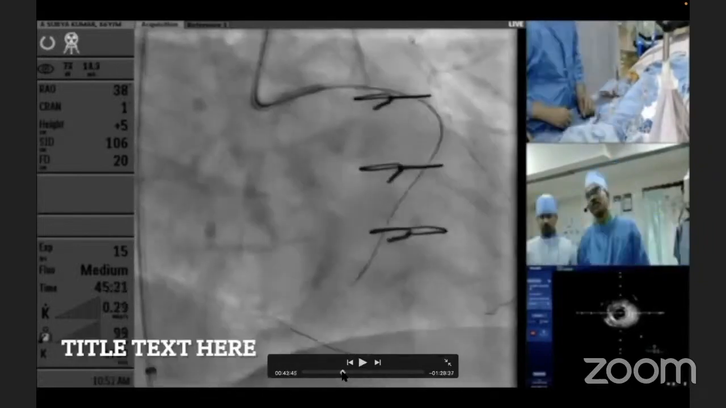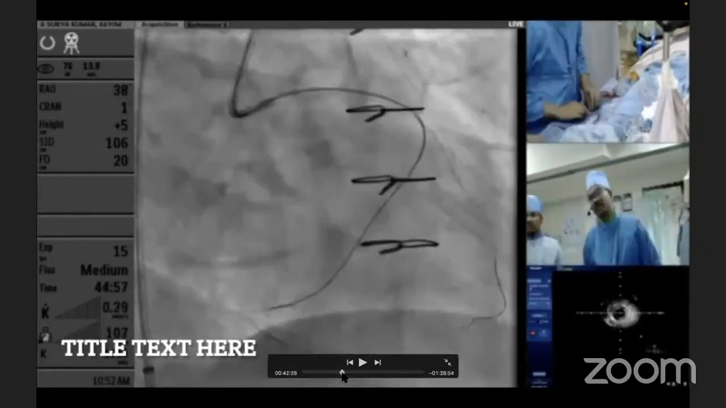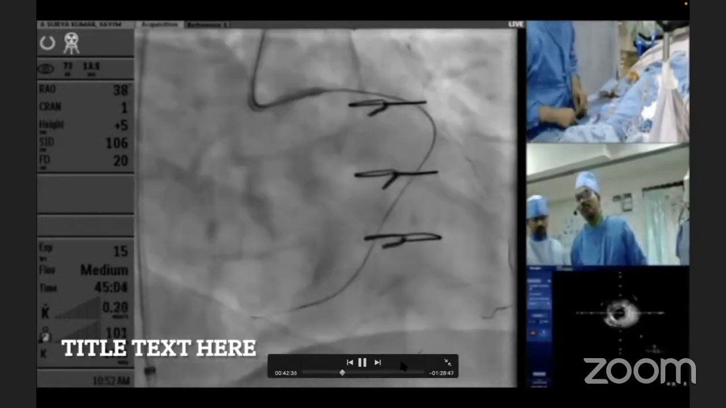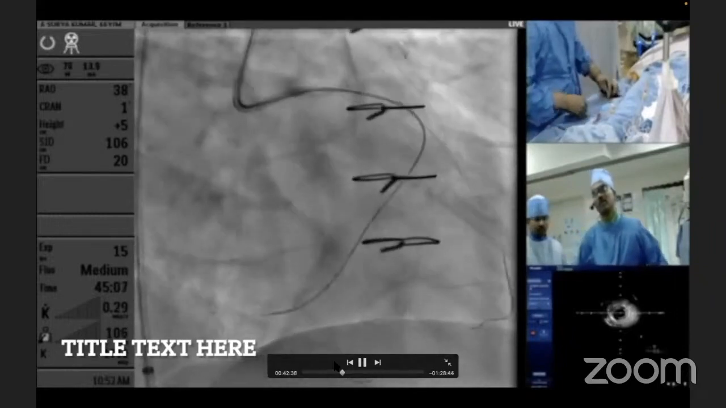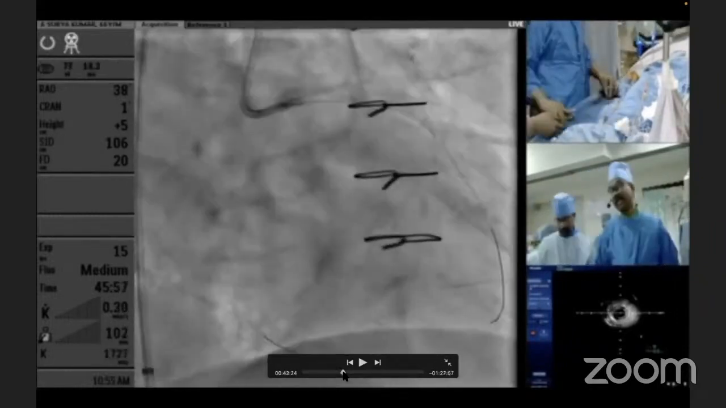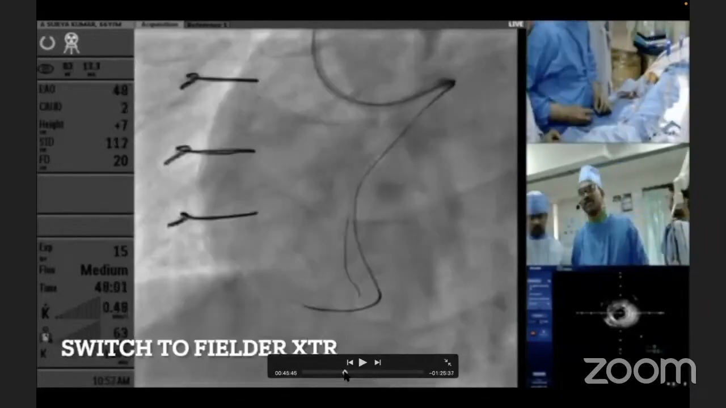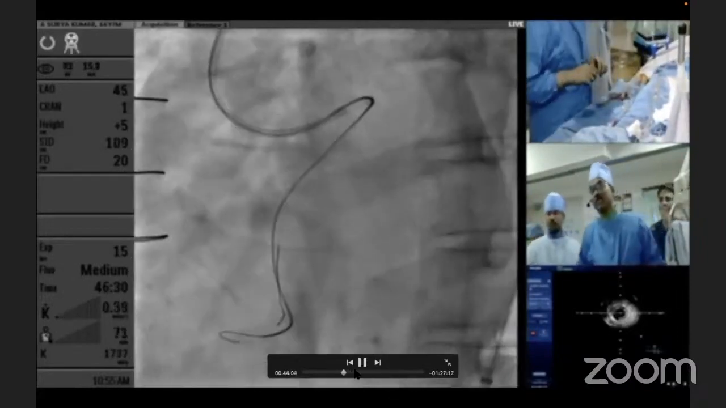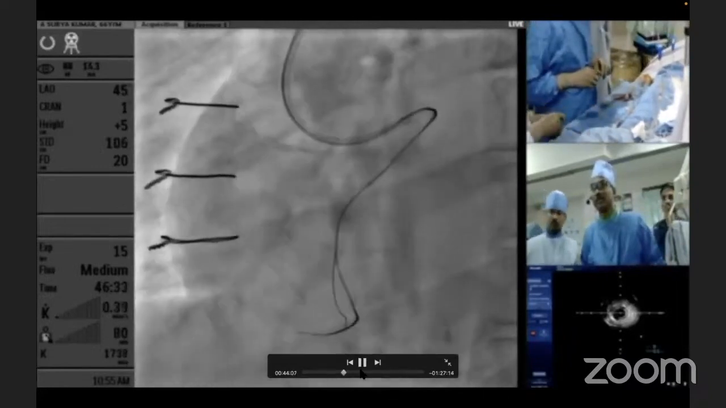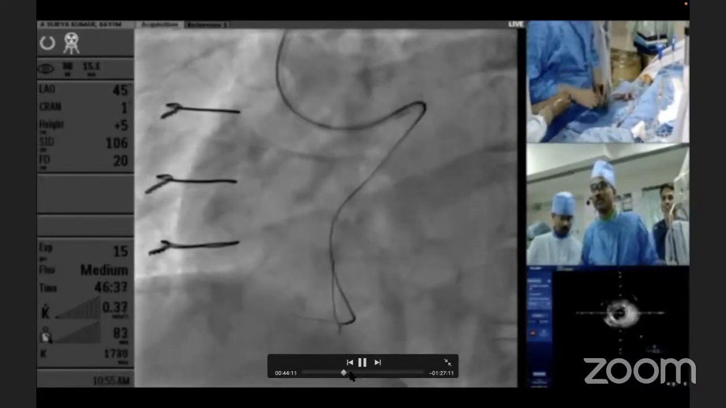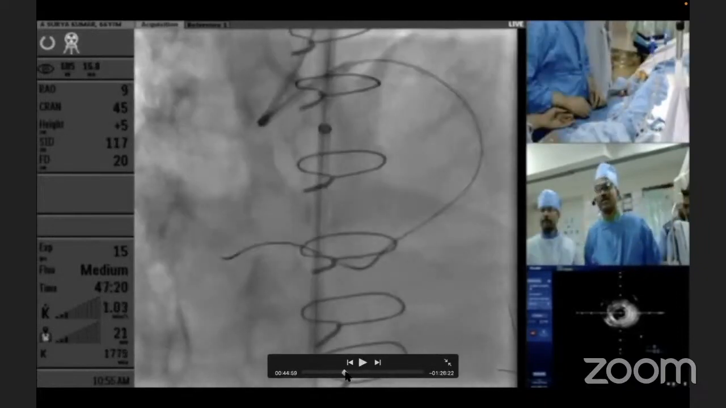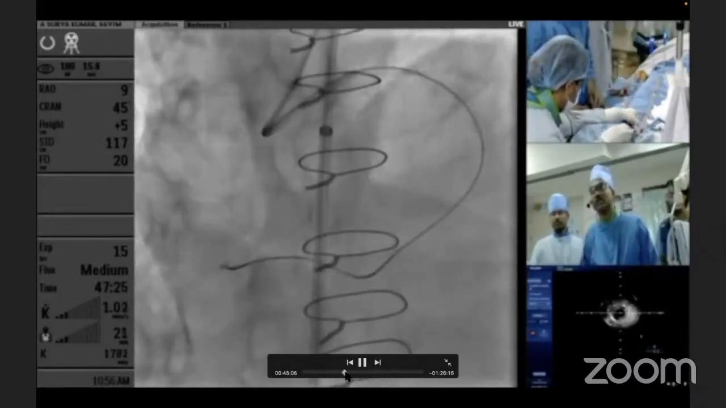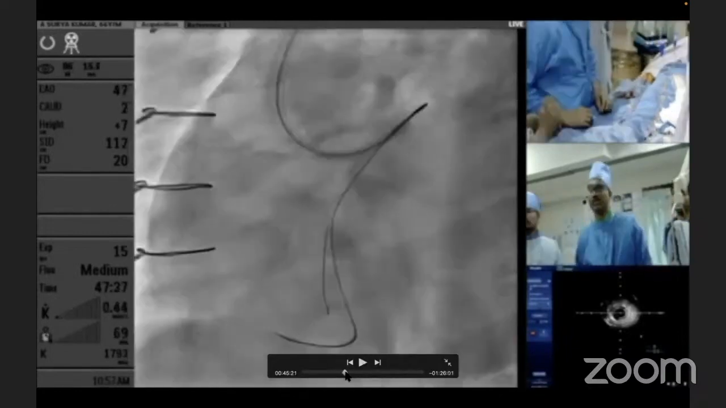What I'm doing here is enhancing support by advancing CO03 into the PLVB, so that it gives enough support to advance the Corsair. That's what we tried, but despite that, it didn't work out. So I had to switch to another Corsair microcatheter, and with that we crossed, because the support provided by CO03 is quite weak most of the time. So yeah, we crossed here.